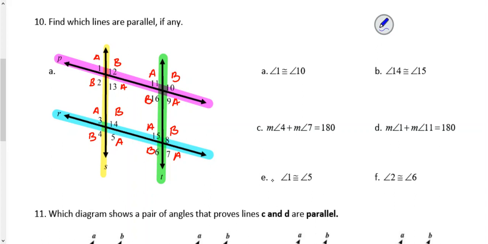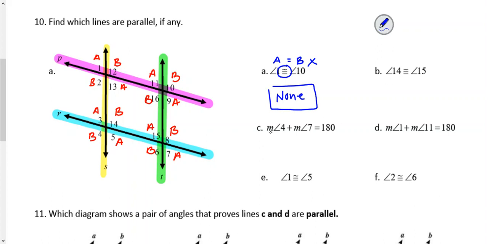Okay, now let's look at this. Angle 1, which is a letter A, and angle 10, which is a letter B. Remember, this symbol means congruent, means they should be equal. And that's not true. So we can stop there and say that my answer is none. None of the lines are parallel.